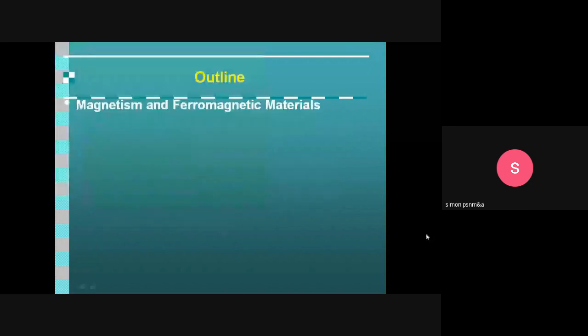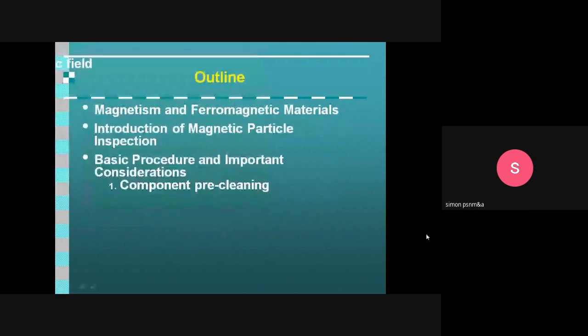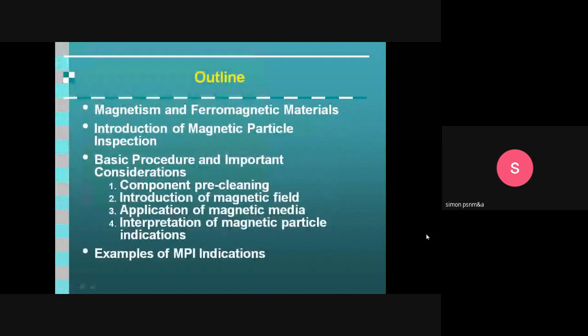So in this video, we are going to see about magnetism and ferromagnetic materials, the introduction of magnetic particle inspection, the basic procedure and important considerations like component pre-cleaning, introduction of the magnetic field, application of magnetic media, interpretation of magnetic particle indications, and examples of magnetic particle inspection indications.